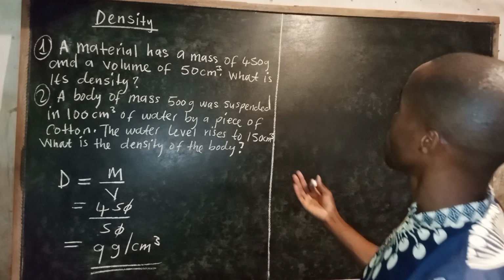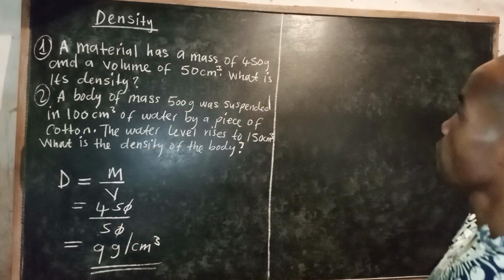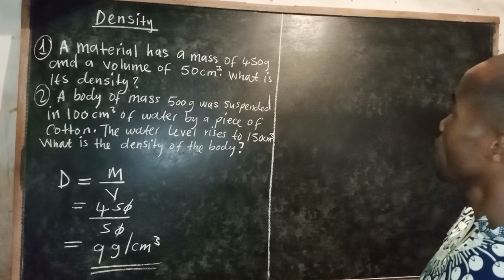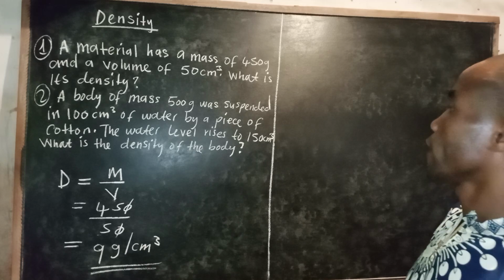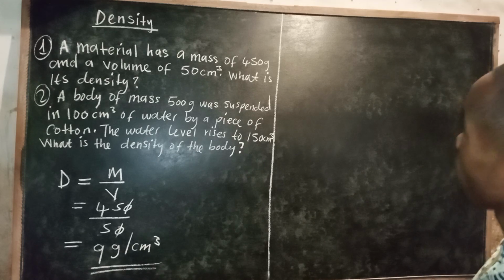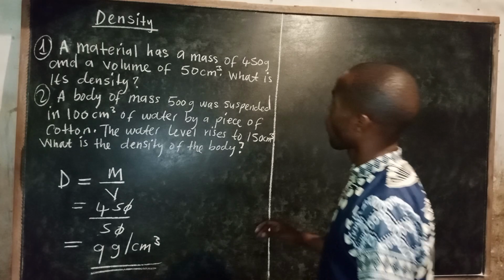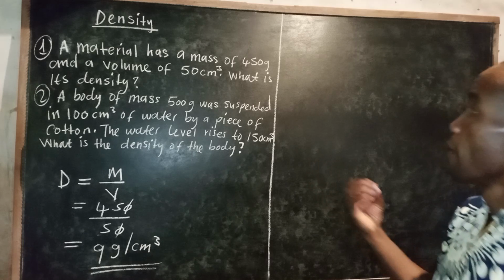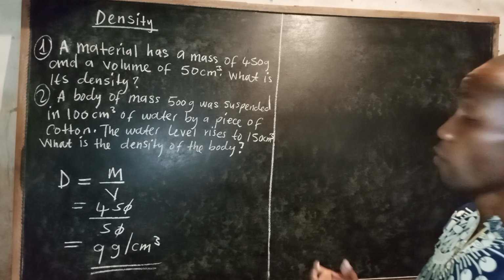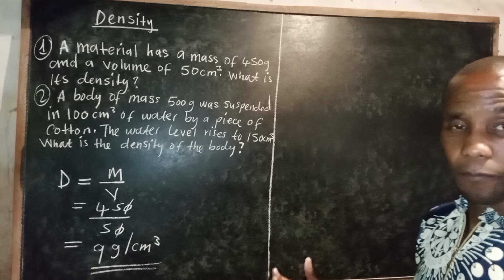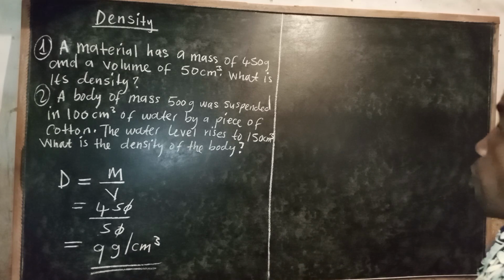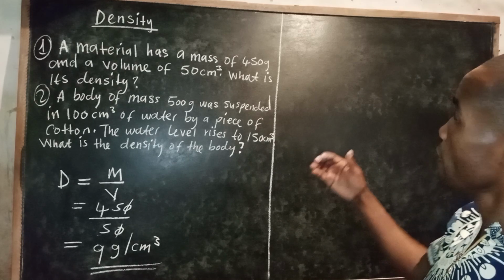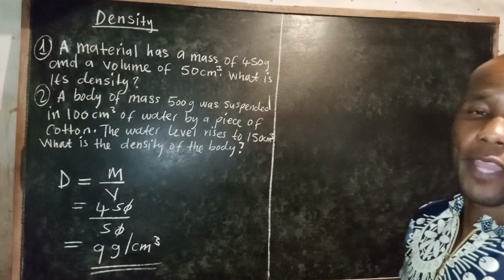A body of mass 500 grams was suspended in 100 centimeters cubed of water by a piece of cotton. The water level rises to 150 centimeters cubed. What is the density of the body? So here, first of all, we need to find the volume of the body. How are we going to find the volume of the particular body? Then thereafter, that is when we are going to find the density, since mass we are already given.